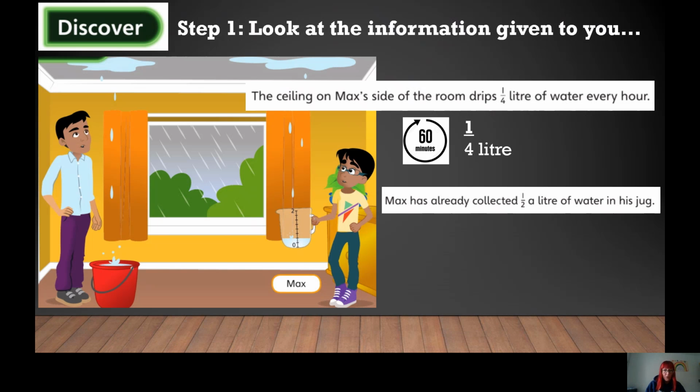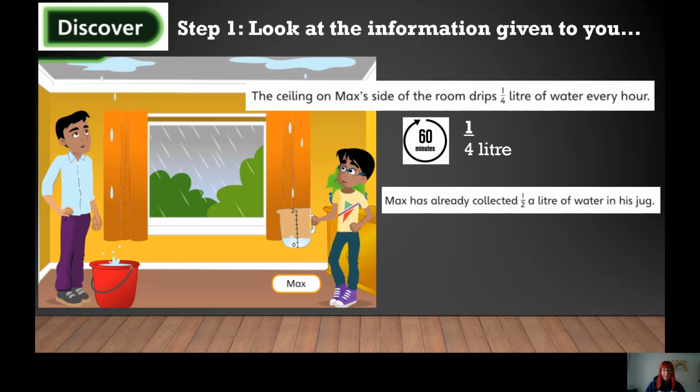Now, according to this information, it makes sense. Max has already collected half a litre of water in his jug. So here on this scale, these 2 intervals represent half a litre. So one interval there has got to be a quarter of a litre. So the units that we're dealing with here are litres. And a litre is 1,000 millilitres.